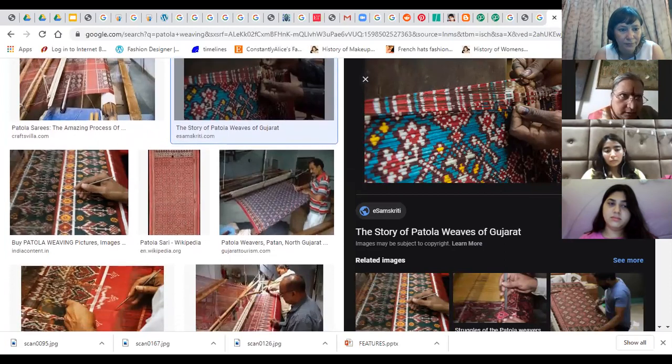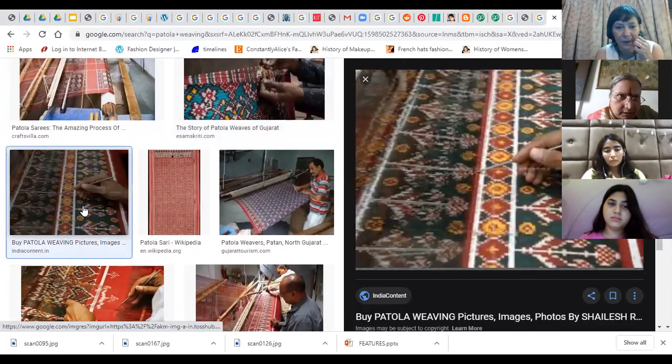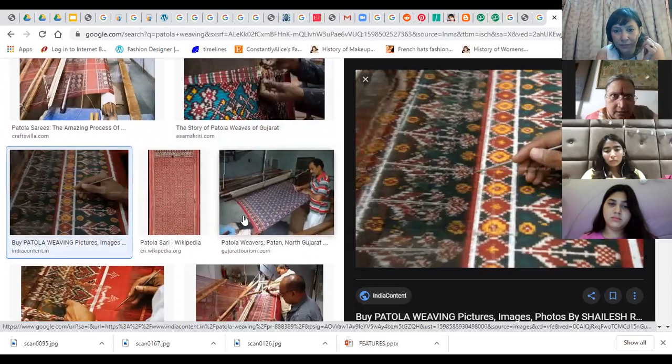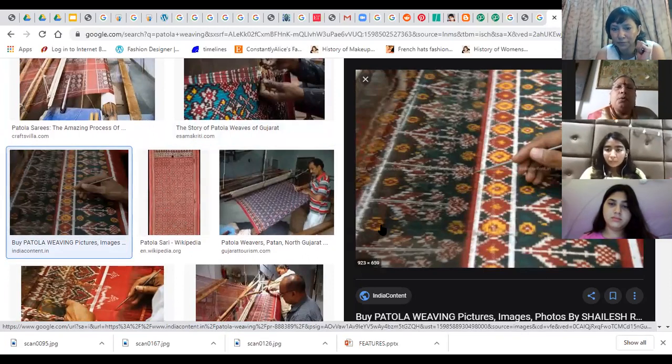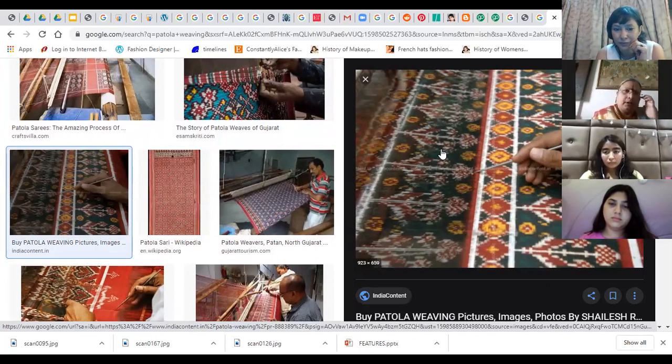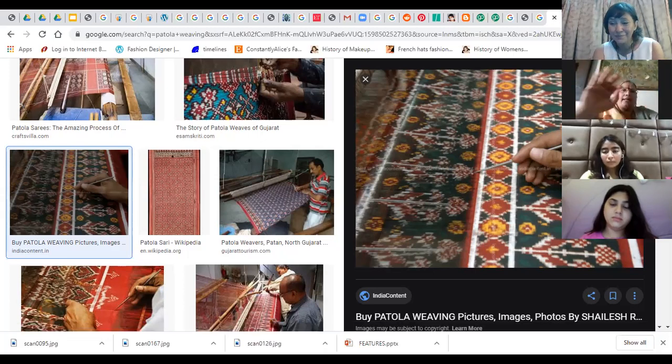Here, there is one karigar with a needle. Now, can you see over here, the warp and the weft, both of them are tied and dyed. The warp is on the loom, and he is adjusting the yarn at this point. Can you see how complex this is? When both of them come together, that is when the design is seen.